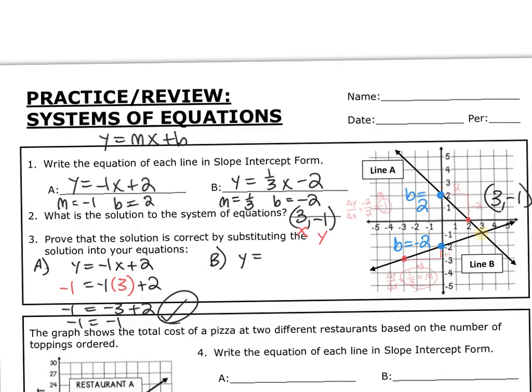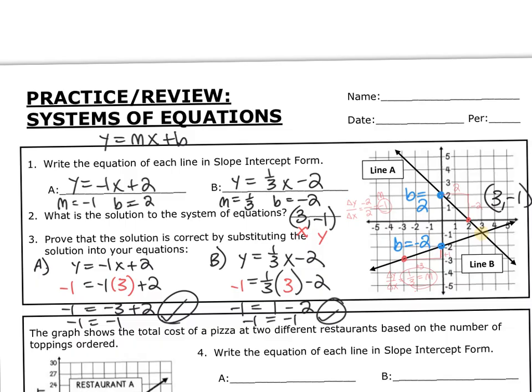Great. All right, now let's check it with the other equation over here. So I have y equals 1/3 x minus 2. Let me substitute my y and my x, and then write in the rest of the equation here, just like that. Great. So now I have -1, and then 1/3 of 3 is just 1. 1 minus 2 is -1. So this says -1 equals -1.